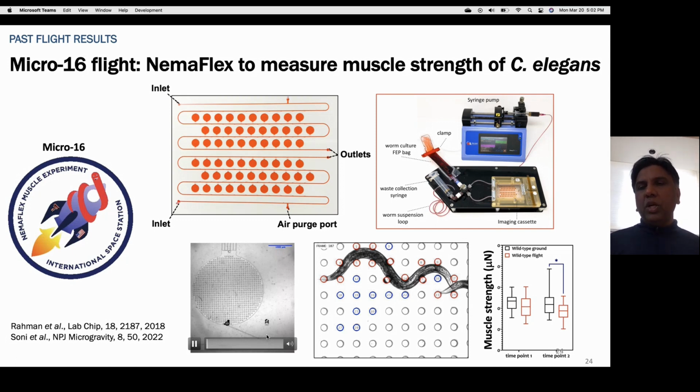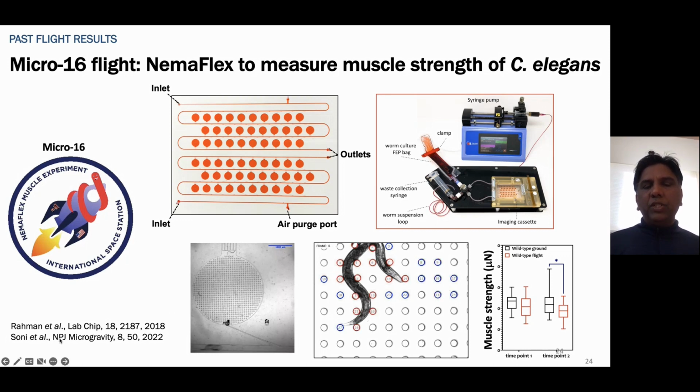And our initial results, which are shown on the plot in the lower right, show that at time point 2, animals are indeed becoming weaker. So this indicates that C. elegans and the NemaFlex assay, which is the device that we use to record the strength of the worms, is able to capture the basic physiology which is observed in astronauts, which is loss in strength. So hopefully this gives you an impression as to how fluidic devices could be used to do in vivo testing also on the space station instead of only using rodents.